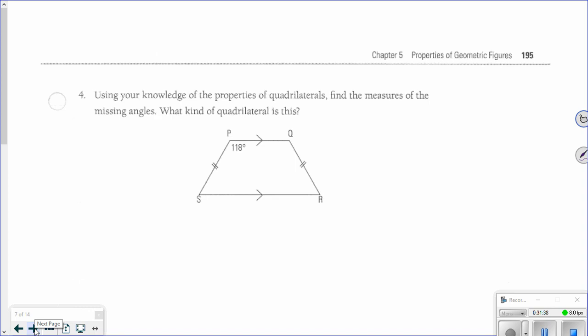The next one says, using your knowledge of the properties of quadrilaterals, find the measures of the missing angles. What kind of quadrilateral is this? When I look at it, I've got my two parallel lines on the top and the bottom, which means this is going to be some sort of a trapezoid because my other two sides aren't parallel. When I look at my other two sides, it's telling me that they're the same length. So two parallel lines and two sides that are the same is going to be an isosceles trapezoid.